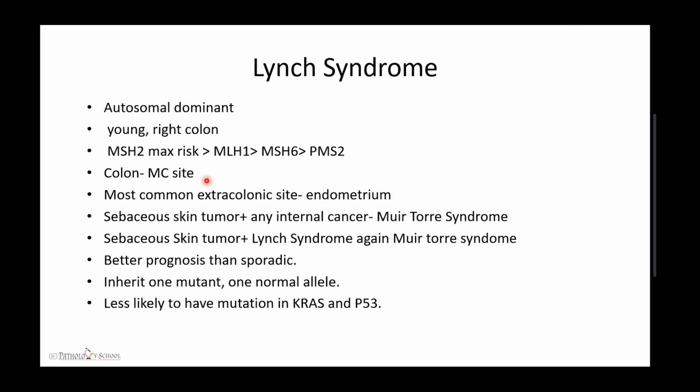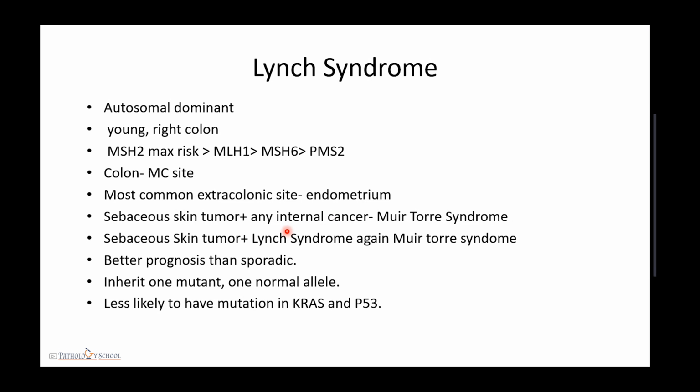Now, this is a good concept. You should remember that sebaceous skin tumor plus any internal cancer would be Muir syndrome. And sebaceous skin tumor plus Lynch syndrome is again Muir syndrome. So what do I mean? Lynch syndrome can be a Muir syndrome, but every Muir syndrome is not associated with Lynch syndrome. So better prognosis than sporadic.